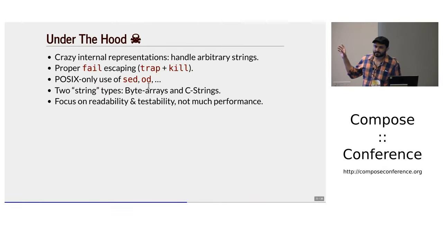There are two string types. I'm going to come back to that later. There are byte arrays and C strings. The code is made to be readable and testable. The scripts can be pretty slow for what they're doing, but usually we don't care. Most of the execution of the script is negligible compared to installing a package or anything when you're doing DevOps. Accessing the internet is extremely slow, much slower.